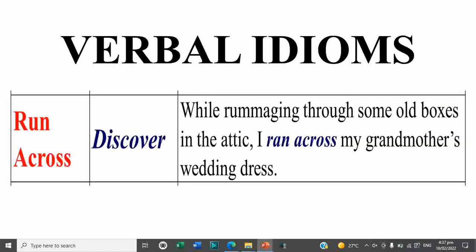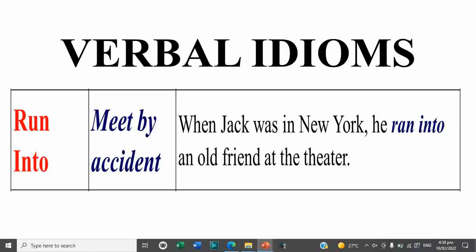Next, run across. It means discover. While rummaging through some old boxes in the attic, I ran across my grandmother's wedding dress. Next, run into. It means meet by accident. For example, when Jake was in New York, he ran into an old friend at the theater.